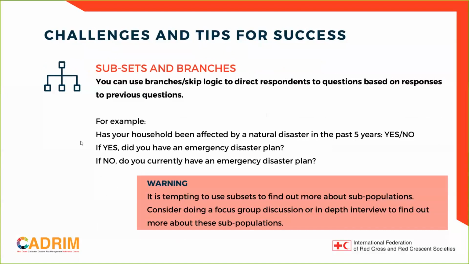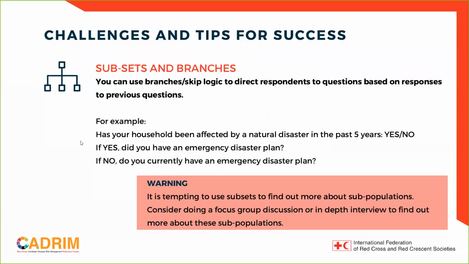So many of you would have seen in questions the use of subsets or branches. And the example that we have here is, has your household been affected by a natural disaster in 5 years? And if yes, then you go to a different question. Did you have an emergency disaster plan? And if no, you go to another question. Do you currently have an emergency disaster plan? So depending on your answer, you're guided in different directions. And it can sometimes be very useful if used well.